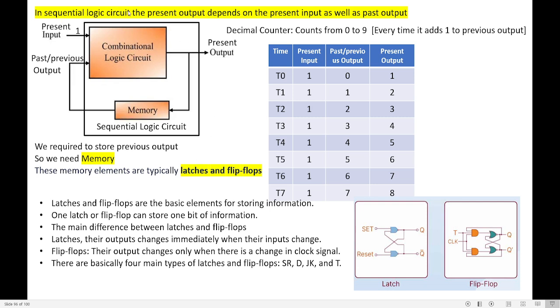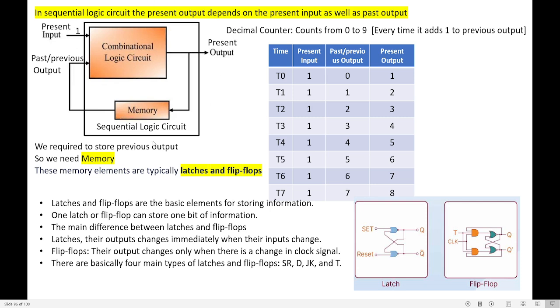The sequential logic circuit is different from combinational logic circuit. Combinational logic circuit is a circuit whose present output depends upon present input. Whereas sequential logic circuit is a circuit whose present output not only depends on present input but also on the previous output. So, sequential logic circuit has two inputs. One is present input, other one is previous output.